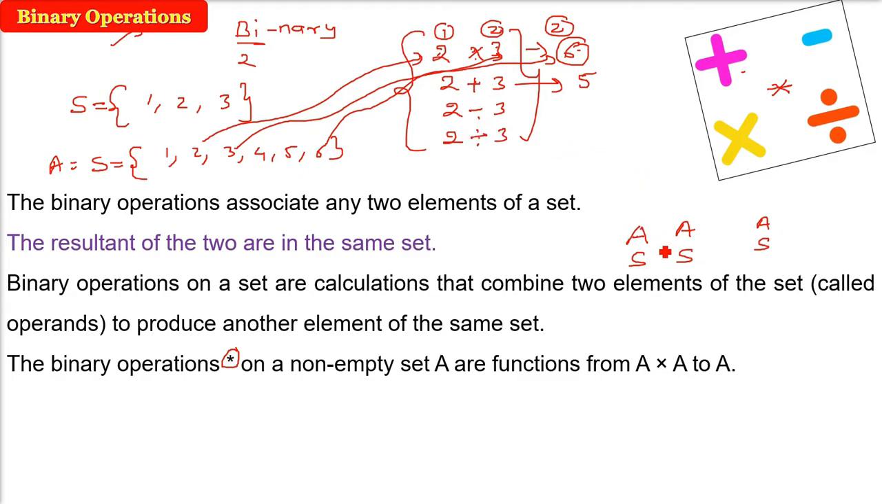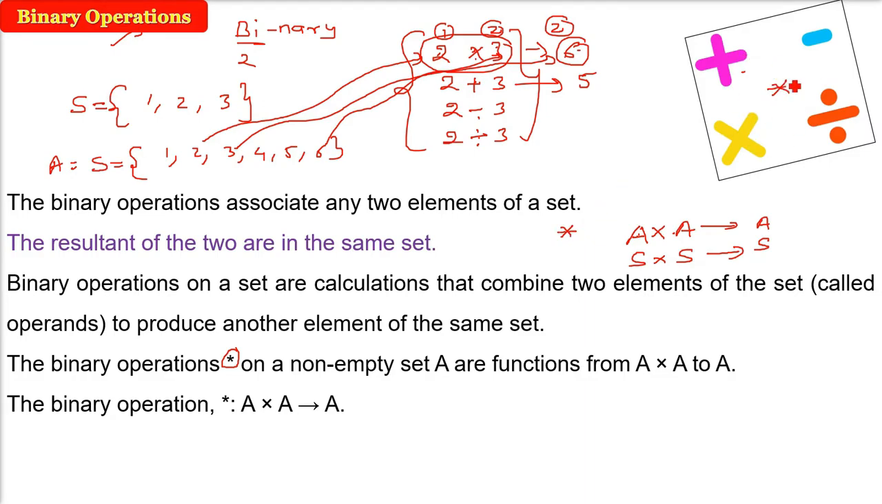So the first value is coming from this set A, for example here 2 is coming from A. The second value is coming from A, so it is the Cartesian product, A cross A. Then this is called the domain. Then the final resultant value is coming again from A, which is called the codomain. And this star is what? It is all the operations, we just called it one symbol, star. So one value, second value coming from the same set, and the result is also coming from the same set.